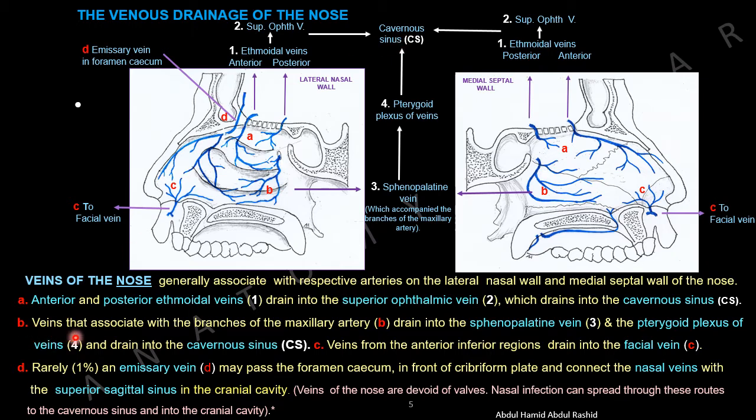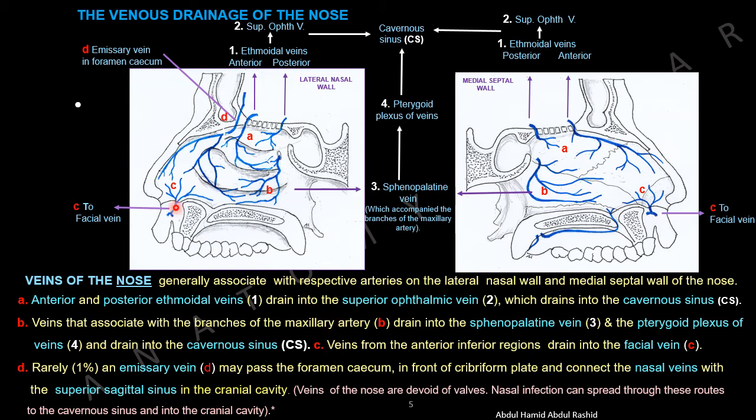B. Veins that associate with branches of the maxillary artery. B is the postero-inferior area of the nose, supplied by the maxillary artery, which will drain to the sphenopalatine vein, 3, and then to pterygoid plexus of vein, 4, and then finally to the cavernous sinus.